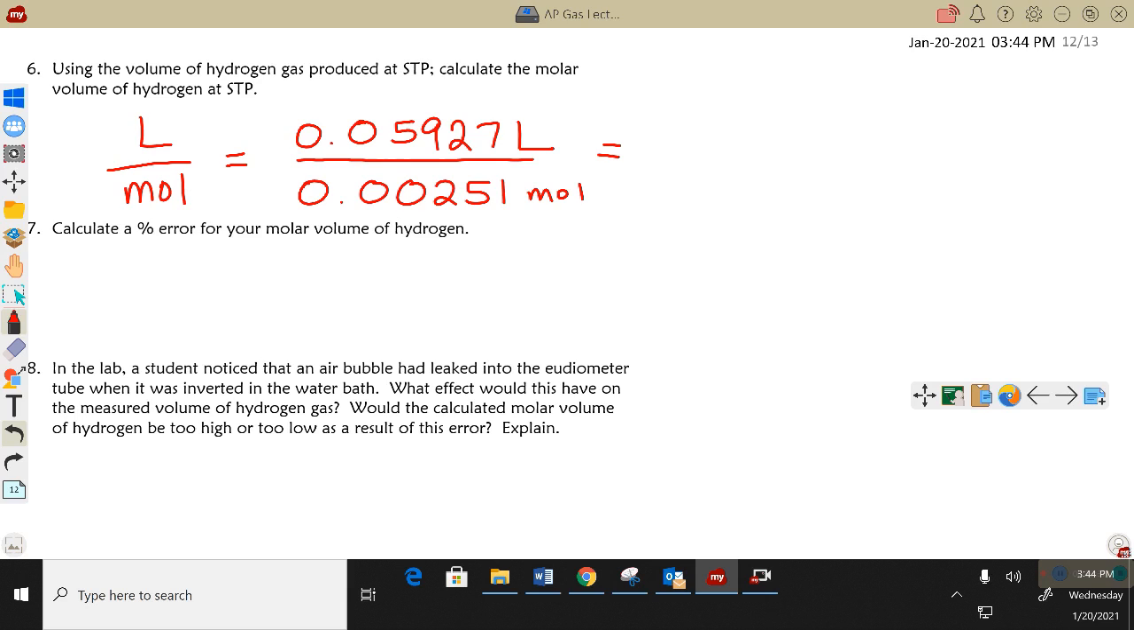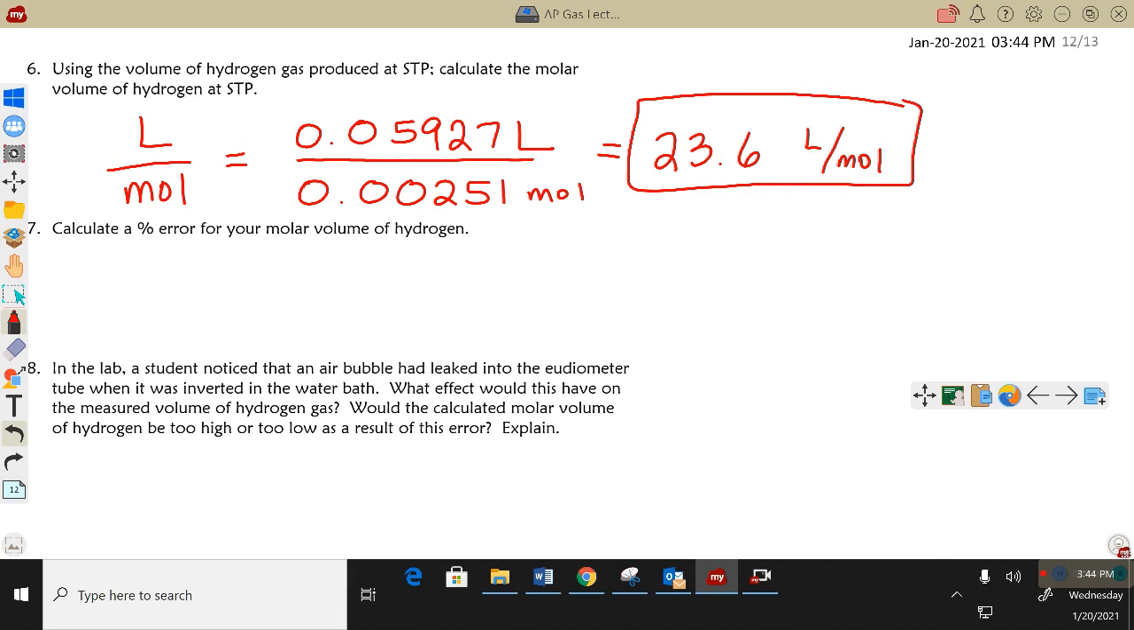Alrighty, here we go. The molar volume. The volume of 1 mole of any gas at STP. Hey, this isn't too bad. I'm getting 23.6-ish. I'll leave it at that. And that would then be in units of liters per mole. That's not too bad.